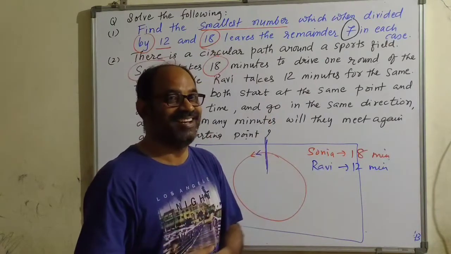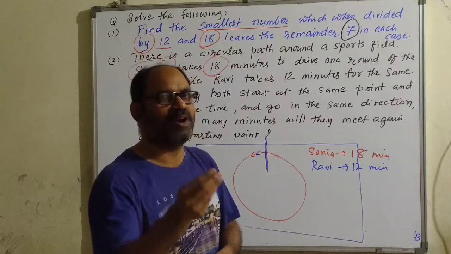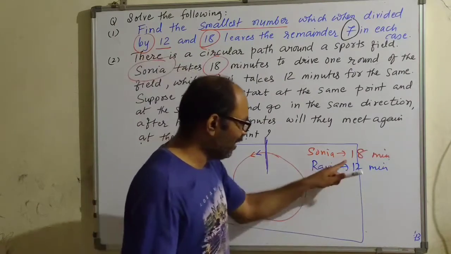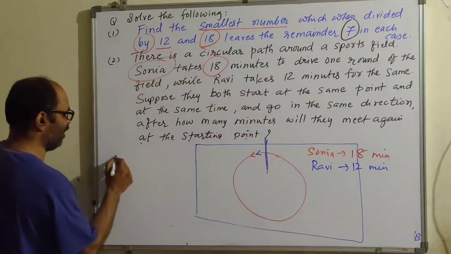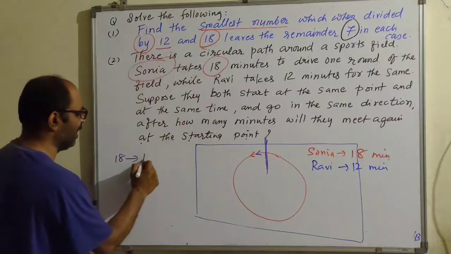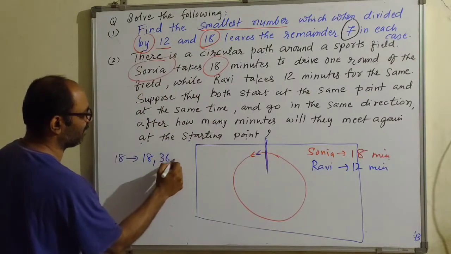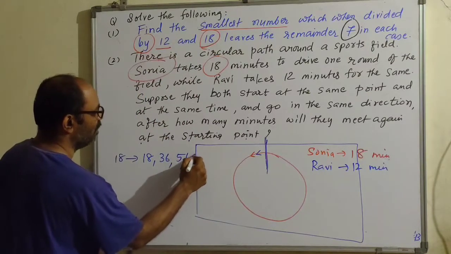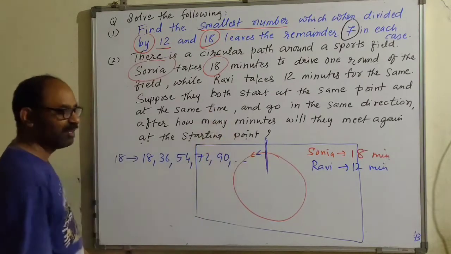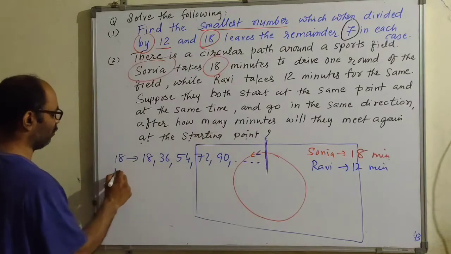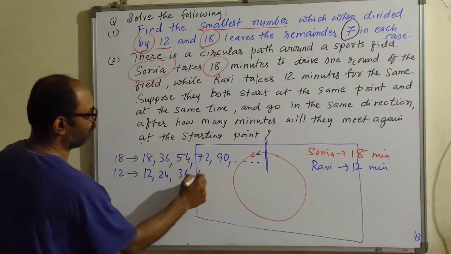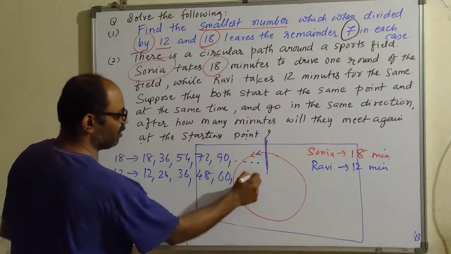And what is that, children? The basic concept of LCM. The definition of LCM. Let's find out the common factors of common multiples. First we'll write multiples of 18: 18, 36, 54, 72, then 90 and so on. Correct? Then multiples of 12: 12, 24, 36, 48, 60 and so on.